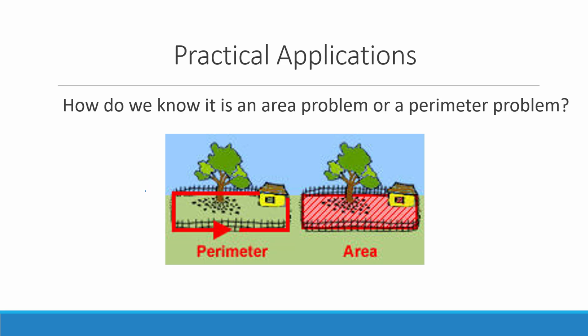Now, when you're dealing with a word problem, how do you know it's an area problem or a perimeter problem? Area always deals with the inside of a shape. So if you're painting or covering something, that's going to be your area. Perimeter always deals with the outside edges. So a practical example would be putting a fence around something, or putting up a border or putting up molding in a room.